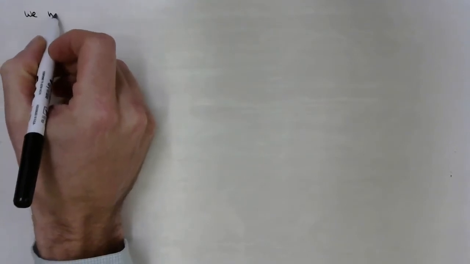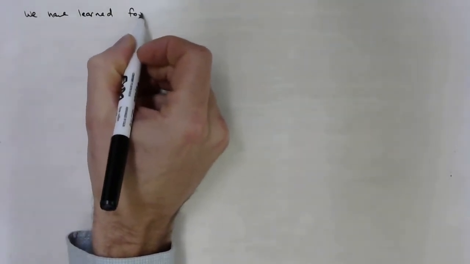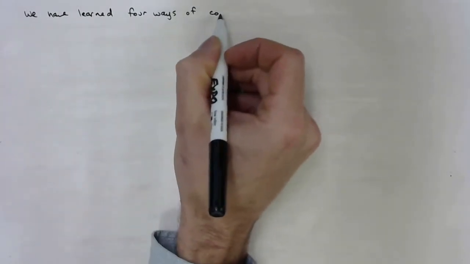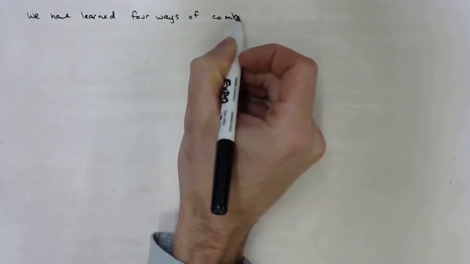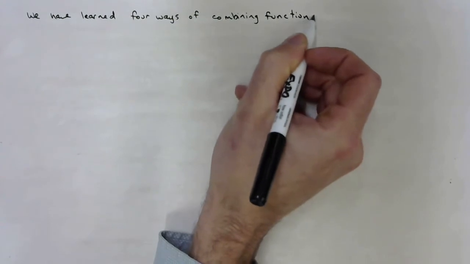Okay, 8.3 composite functions. Quick review of what we've already done. I'm going to jot down a couple of sentences. Feel free to do that also on your big blank page of notes. We're not going to fill up that page entirely, but we have learned 4 ways of combining functions.